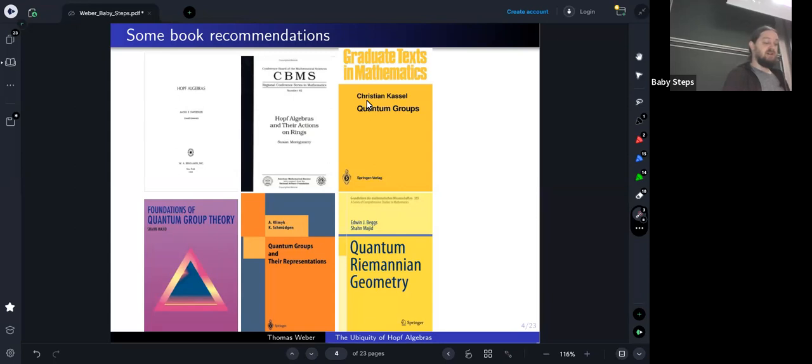Okay, the book I recommend the most is the third one from Kassel, Quantum Groups. It's a beautiful book. I learned so many things there. And if you just read, let's say, the first 3 chapters, I think you have a very good understanding of what a Hopf algebra is. It's very well written. And then, okay, there are more books if you want to dig a little bit deeper.